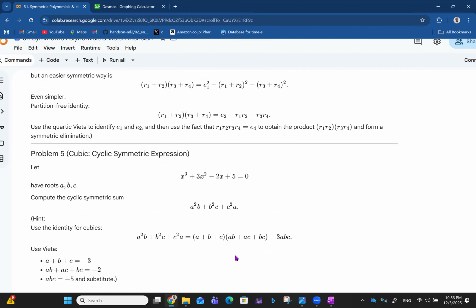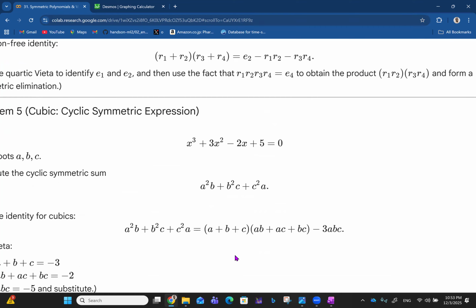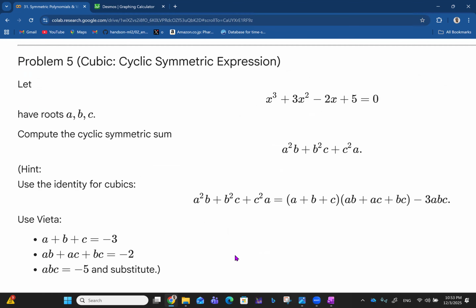And then we have question 5 finally. Question 5, you have a cyclic symmetric expression where you let x cubed plus 3x squared minus 2x plus 5 be 0, having roots A, B, C. You want to use Vieta to show that A plus B plus C is minus 3. Of course, that's clear from here. Then AB plus AC plus BC is simply minus 2. ABC is minus 5 straight up. So use the identity for cubics. We now want to get this cubic, so you have the identity. You just slot in there and move on.